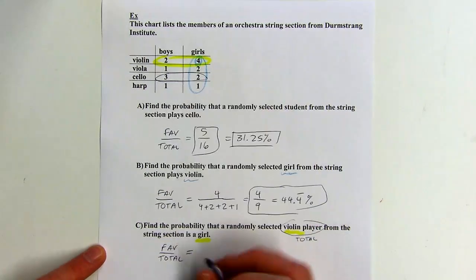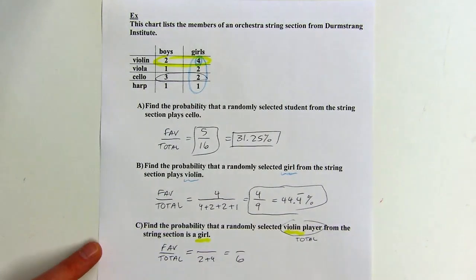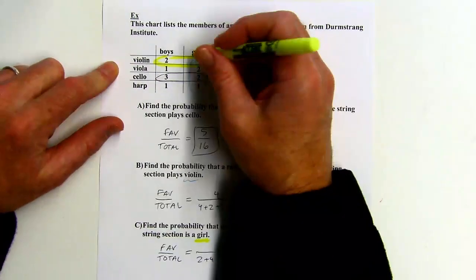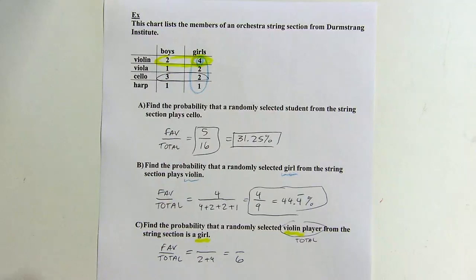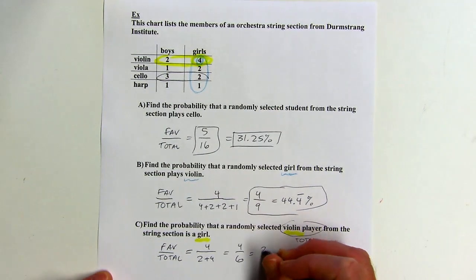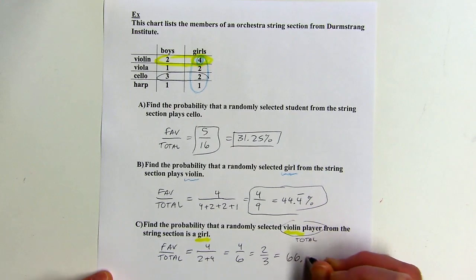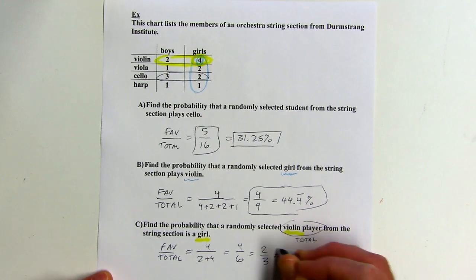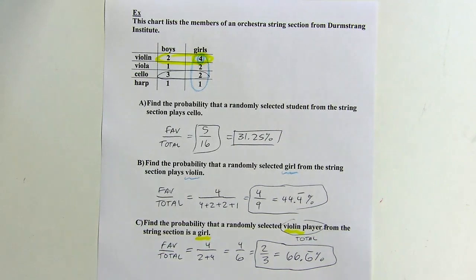So violin players, there's going to be 6 of them. Okay, and then the favorable is just the girls out of the violin players, so it's going to be, again, those 4. So it's going to be 4 out of the 6, which is 2/3 or 66.6% with the 6 repeating. Okay, all right, that's the end of the section, and I'll see you next time.